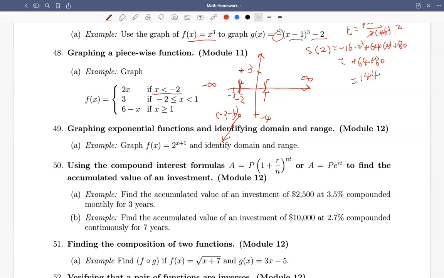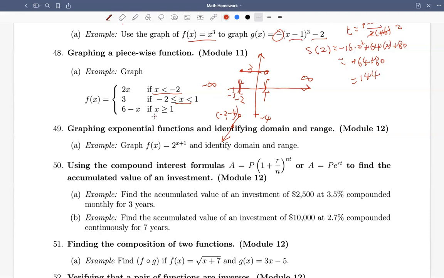Because -2 is in the domain of the second piece, I'm making a solid dot. But 1 is not in the domain of the second, so I'm going to make an open circle. That's the second piece, constant. So the function is constant, it doesn't depend on x.